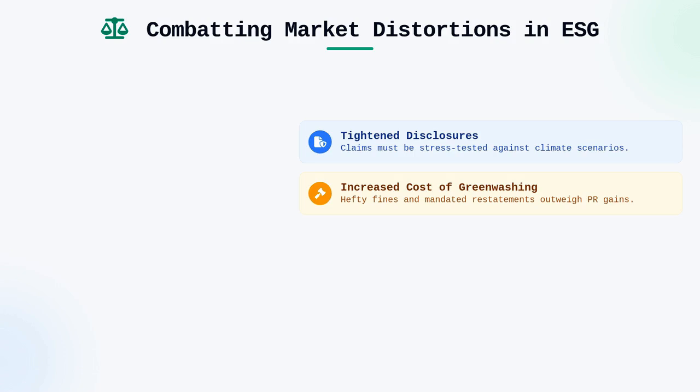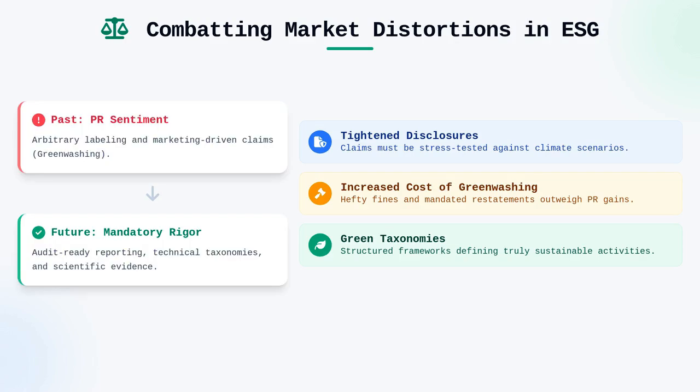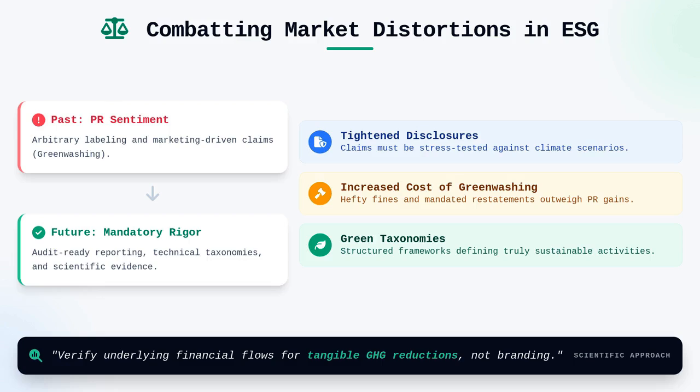Furthermore, the rise of green taxonomies provides a structured framework that defines which economic activities are truly sustainable, making it harder for firms to arbitrarily label assets. When analyzing an organization's claims, you should strictly look for alignment with these emerging technical standards rather than the sentiment carried in their public relations materials. A scientifically grounded approach requires you to look beyond the branding to verify whether the underlying financial flows lead to tangible reductions in greenhouse gas emissions.